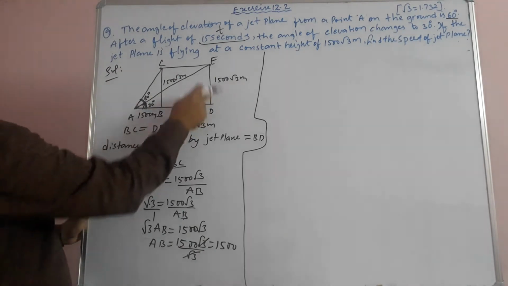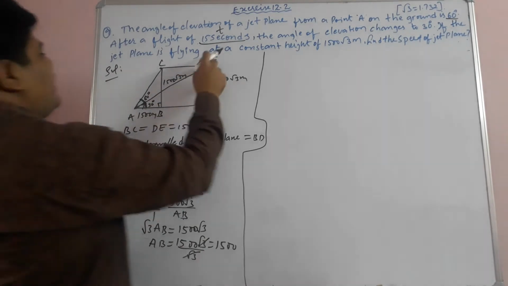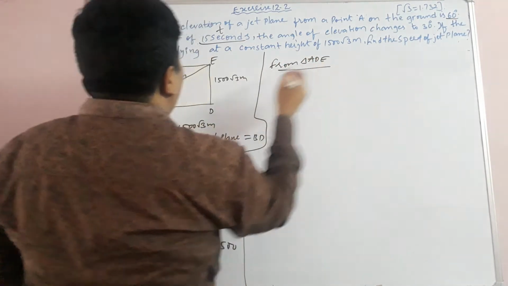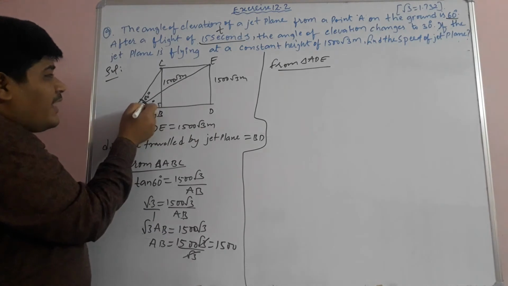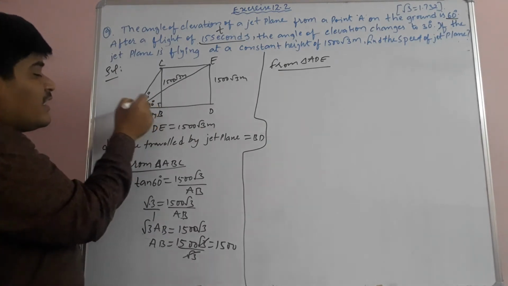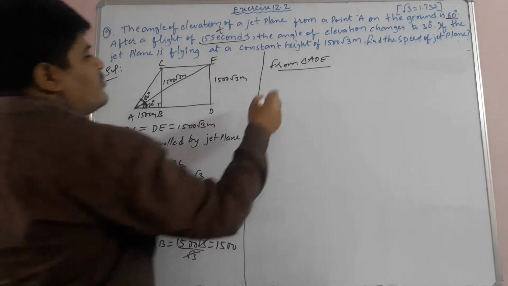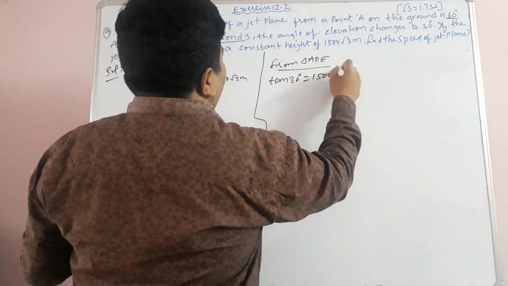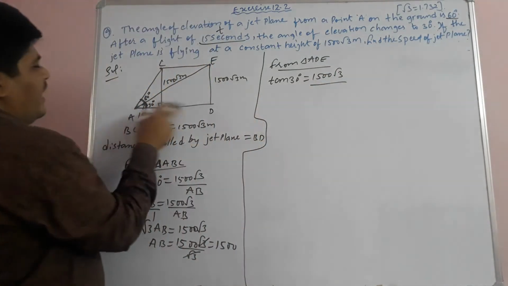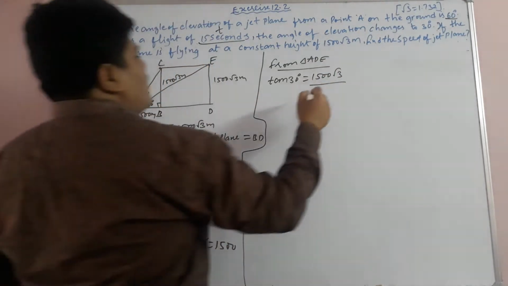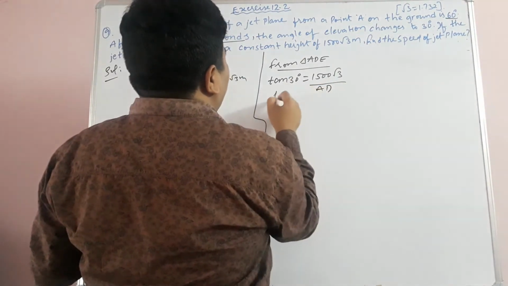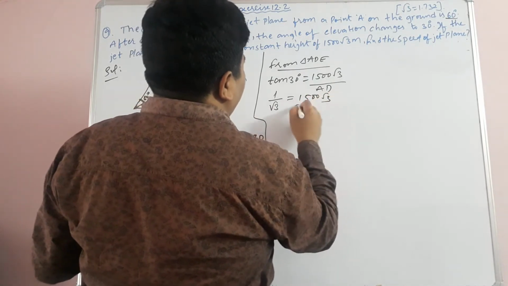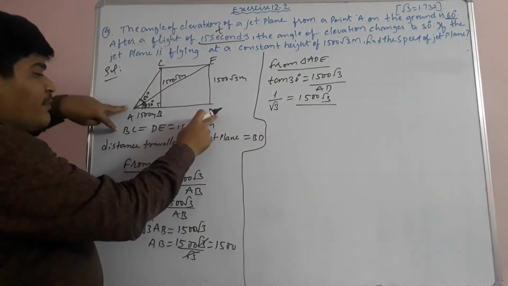Now from triangle ADE, children, what is the angle of elevation? Only angle EAD you have to consider, that is 30 degrees. So tan 30 degrees is equal to the opposite side, again 1500 root 3, by AD. This full length you have to take as AD. Here tan 30 value is 1 by root 3. So 1500 root 3 by, so children, AD is nothing but what?